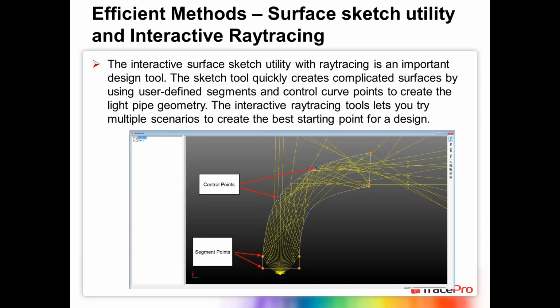So here's the first of those tools. Here's your surface sketch utility, where you can do interactive optimizing and ray tracing. Now, you'll be doing manual optimization here because you'll be pulling on control points and segment points in this interactive process. So what you're doing is you grab hold of a couple of control points, add a few more, add some segments to create this light pipe inside of our interactive sketching capability.